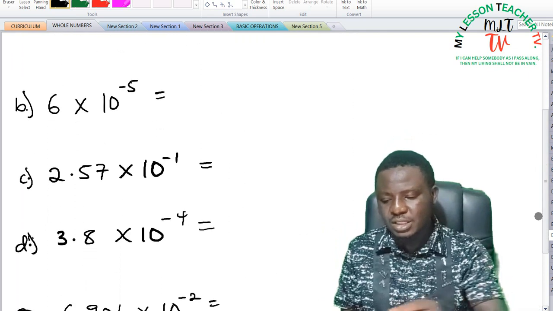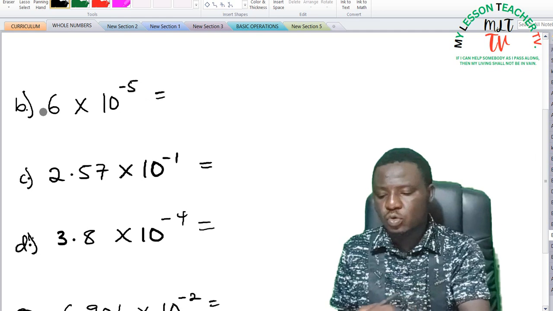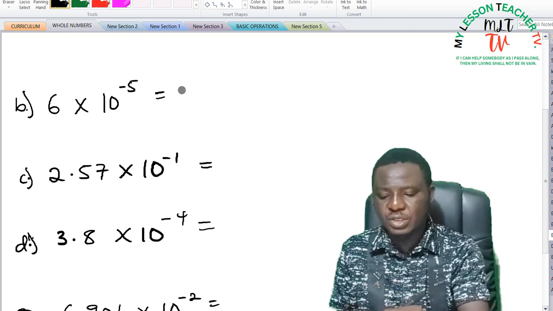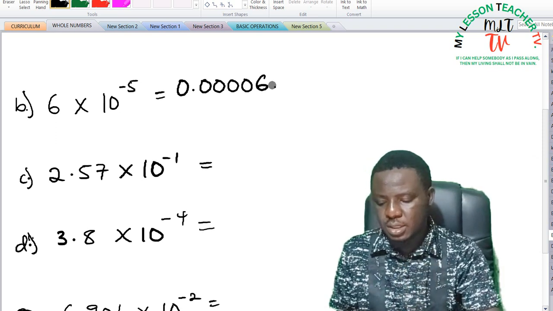B, this is said to be 6 times 10 raised to the power of minus 5. So I'm going to add 4 zeros after the decimal point before 6. This is going to be 0.00006.